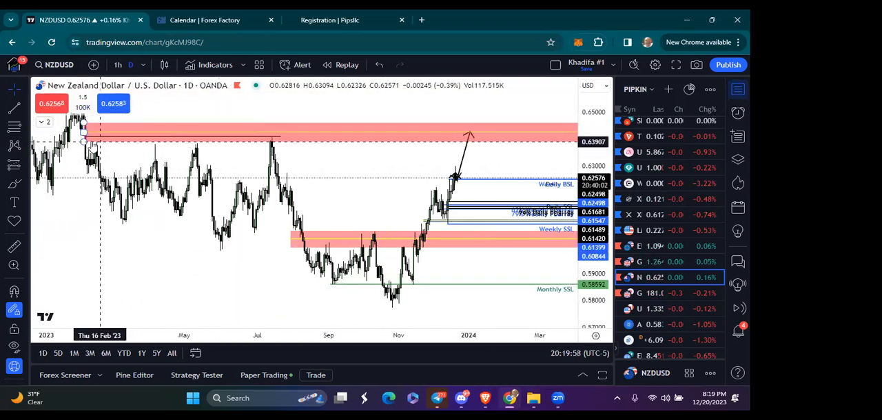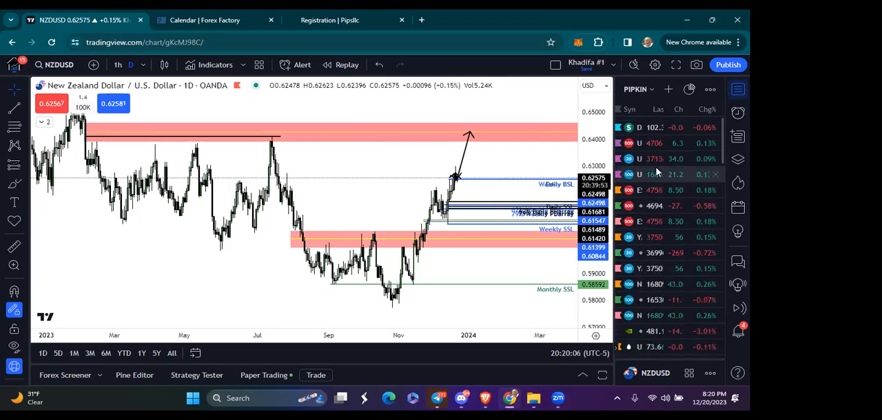Y'all know that this is my point of interest, these fairly equal highs that we see right here inside of this daily fair value gap. Cool beans.